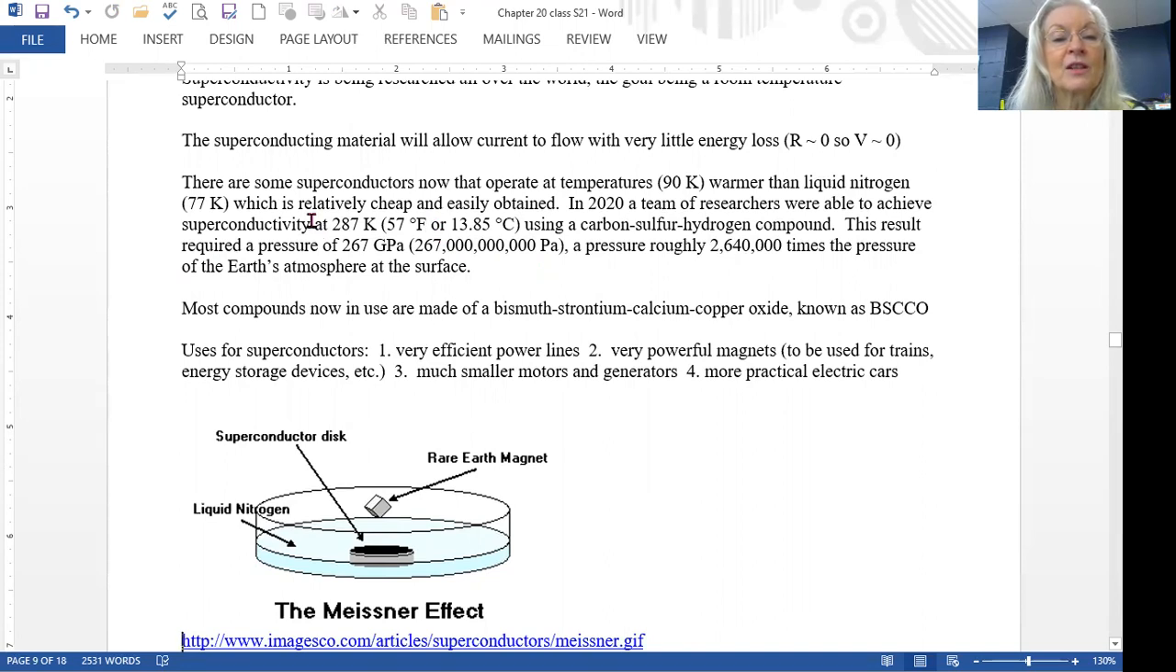The latest research has given us a superconductor that conducts at 57 degrees Fahrenheit. That is incredible. The problem with it is it requires an enormous amount of pressure in order to do that. A pressure that's equal to 2,640,000 times the pressure of the Earth's atmosphere at the surface. So this is not practical right now. The earlier superconductors were ceramic compounds, and unfortunately they required really cold temperatures. So we're still working on it.